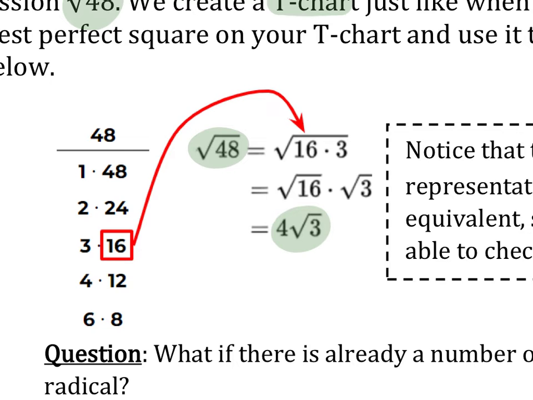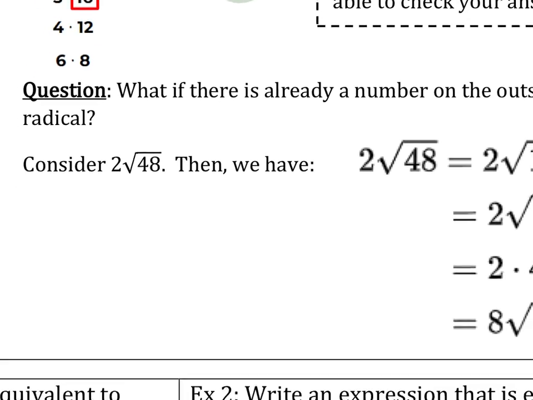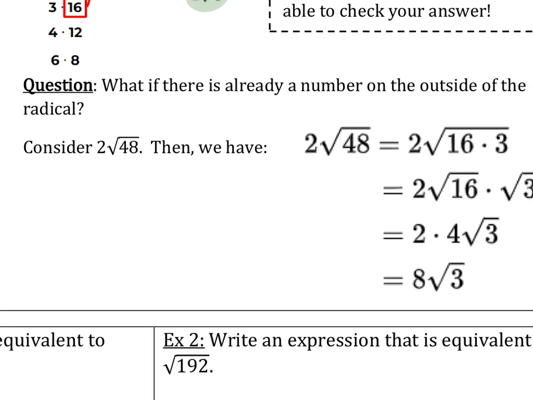Okay, last little piece of information before we get to our practice problems. Sometimes the question will look like this, where there's a number in front of the square root already. No big deal. All you do is multiply it by that number at the very end before you get to your final answer. So don't panic when you see a number in front of the radical, in front of the square root.